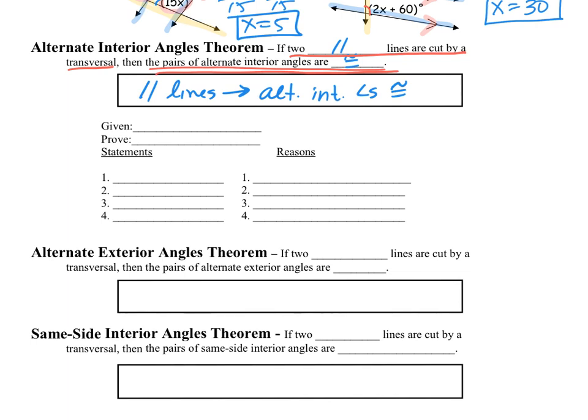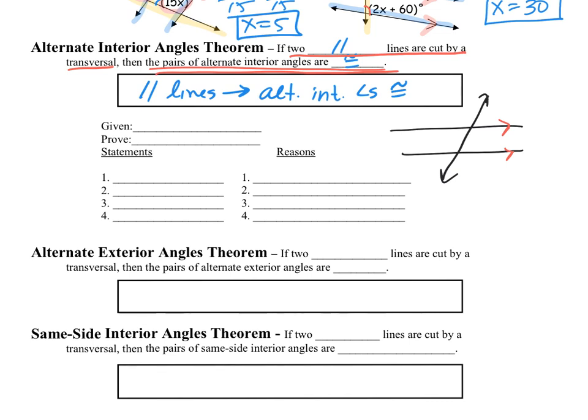I've got a 2-column proof set up to prove that. Let's write our given and our proof statement in terms of a diagram. So we're going to start with a diagram. I need you to draw 2 lines. Now, remember, we were assuming that those lines were parallel. That's in our hypothesis. So go ahead and mark them parallel. So 2 parallel lines, and let's draw a third line that intersects both of them.